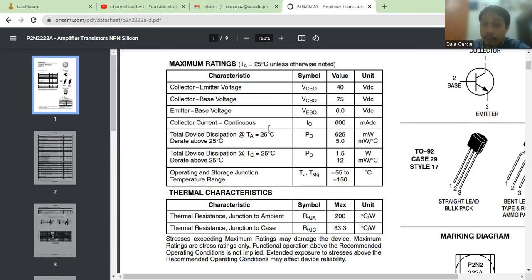104.16, sir. 4.16. So if our VCE is more or less half of the supply, 12 volts, more or less the VCE is about 6 volts. The one we solved earlier was 6.83. That's an okay value, more than half of the voltage source, but okay lang. So I'll just use 6 here for simplified calculation.